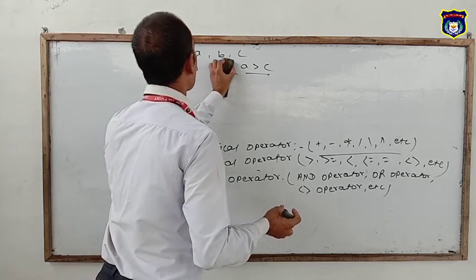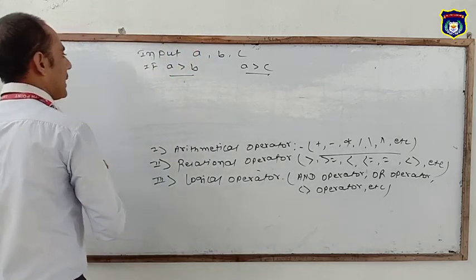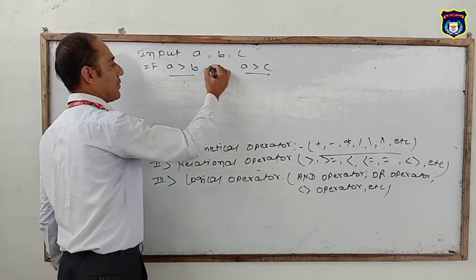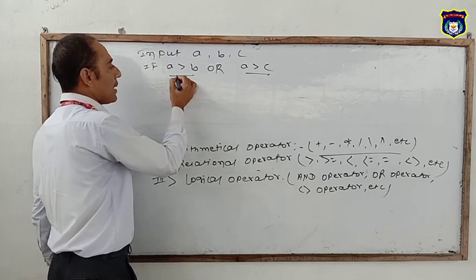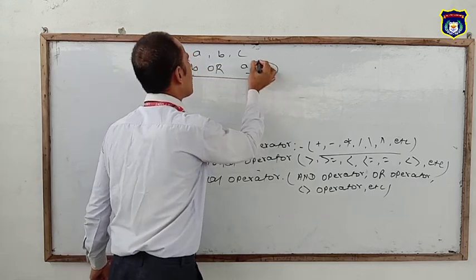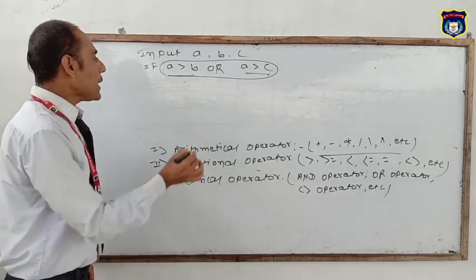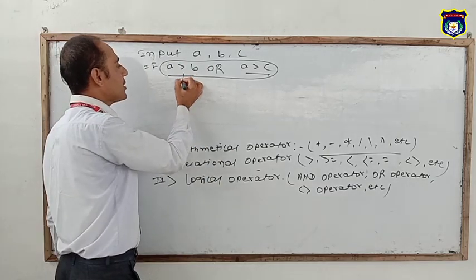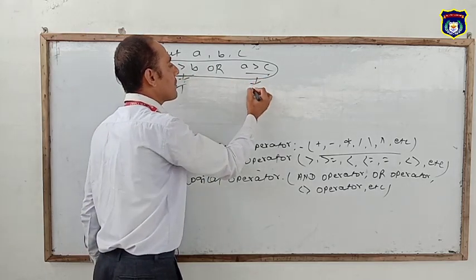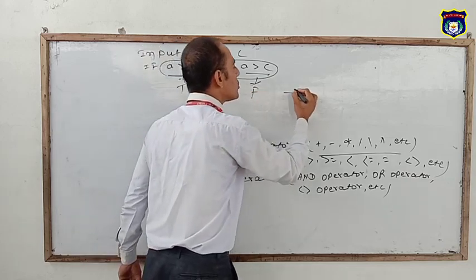if you follow the OR operator, okay, OR operator means what? If any condition... here 2 conditions are given. Suppose this condition is true and this condition becomes false, then true, false, true.